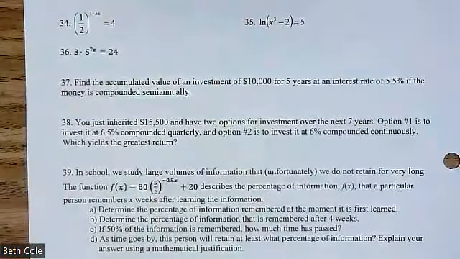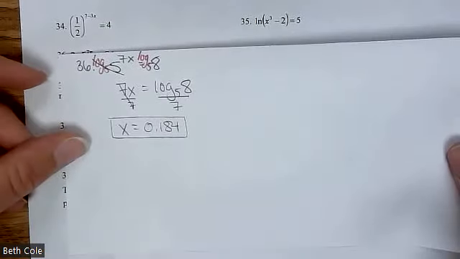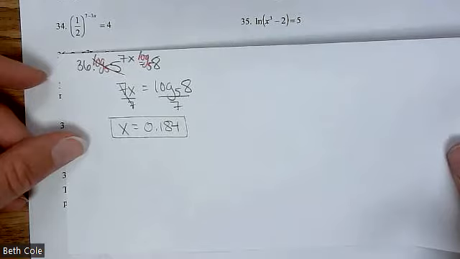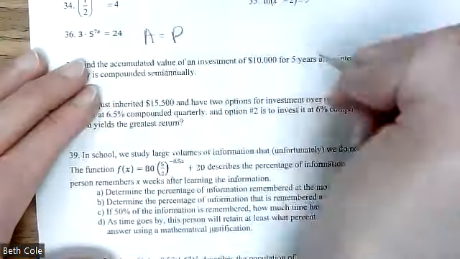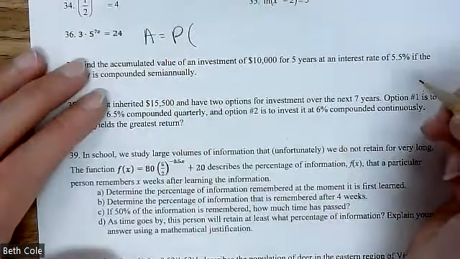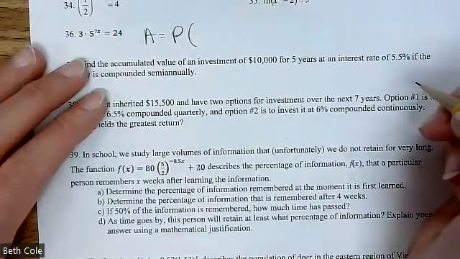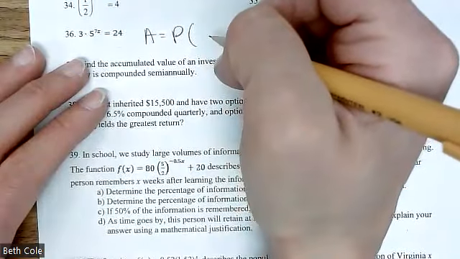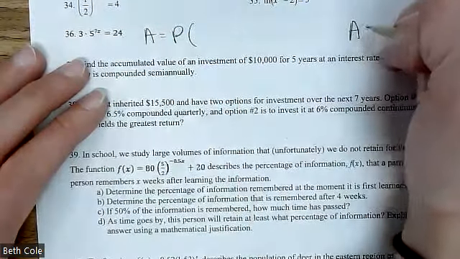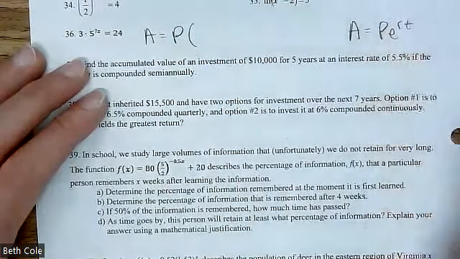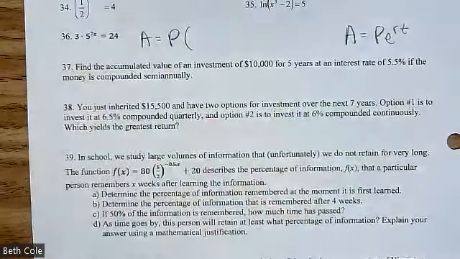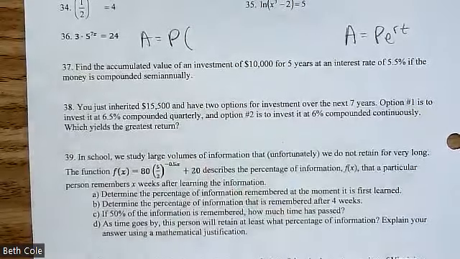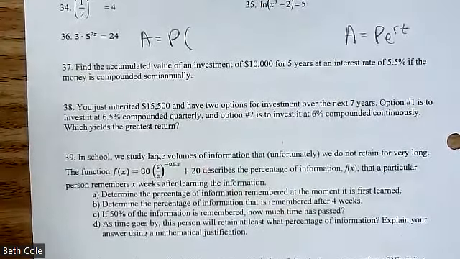What's that? All right. So the first one was P parenthesis. Anyone remember? No, that's the continuously one, but we do need that one as well. That's if it says continuously. If it says annually or semi-annually or monthly or whatever, it's the other one.